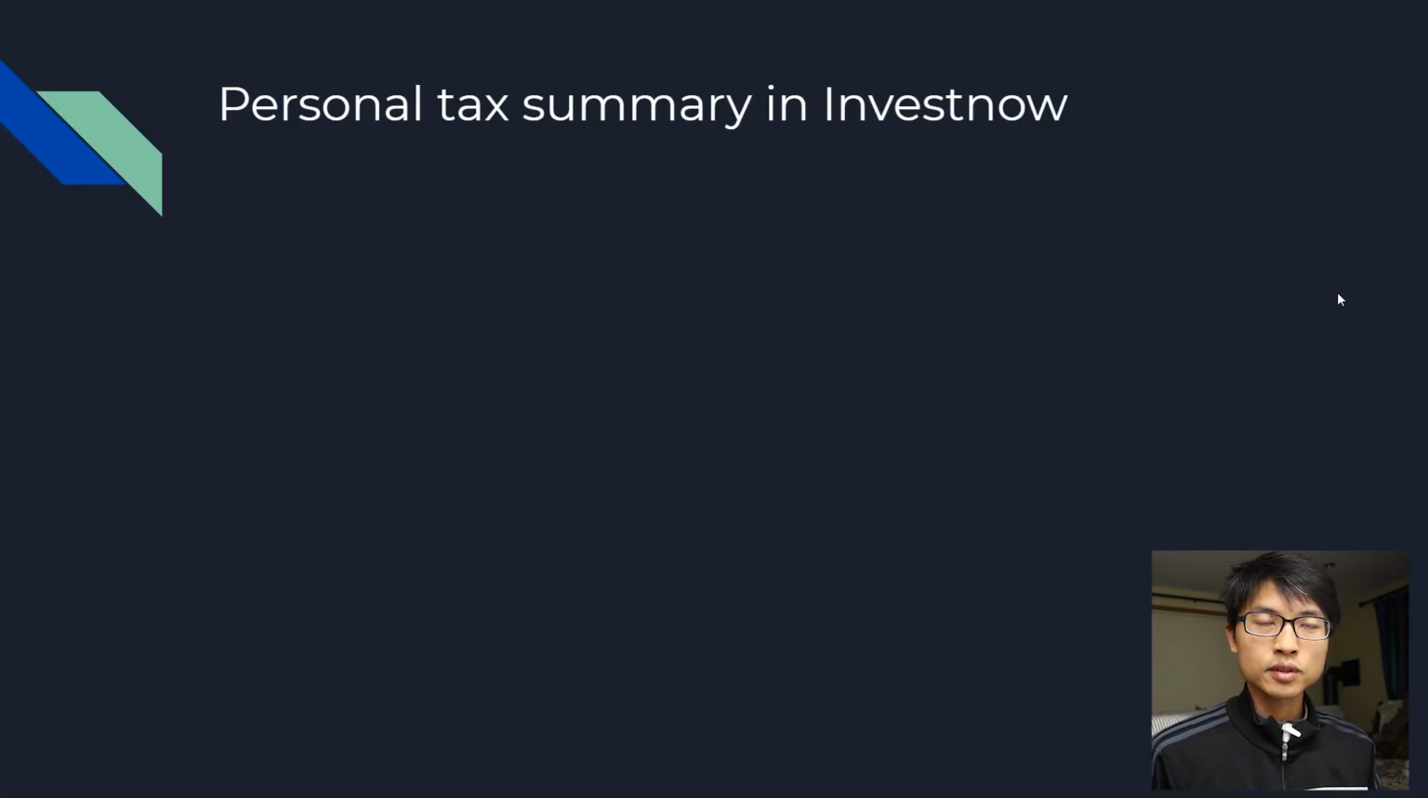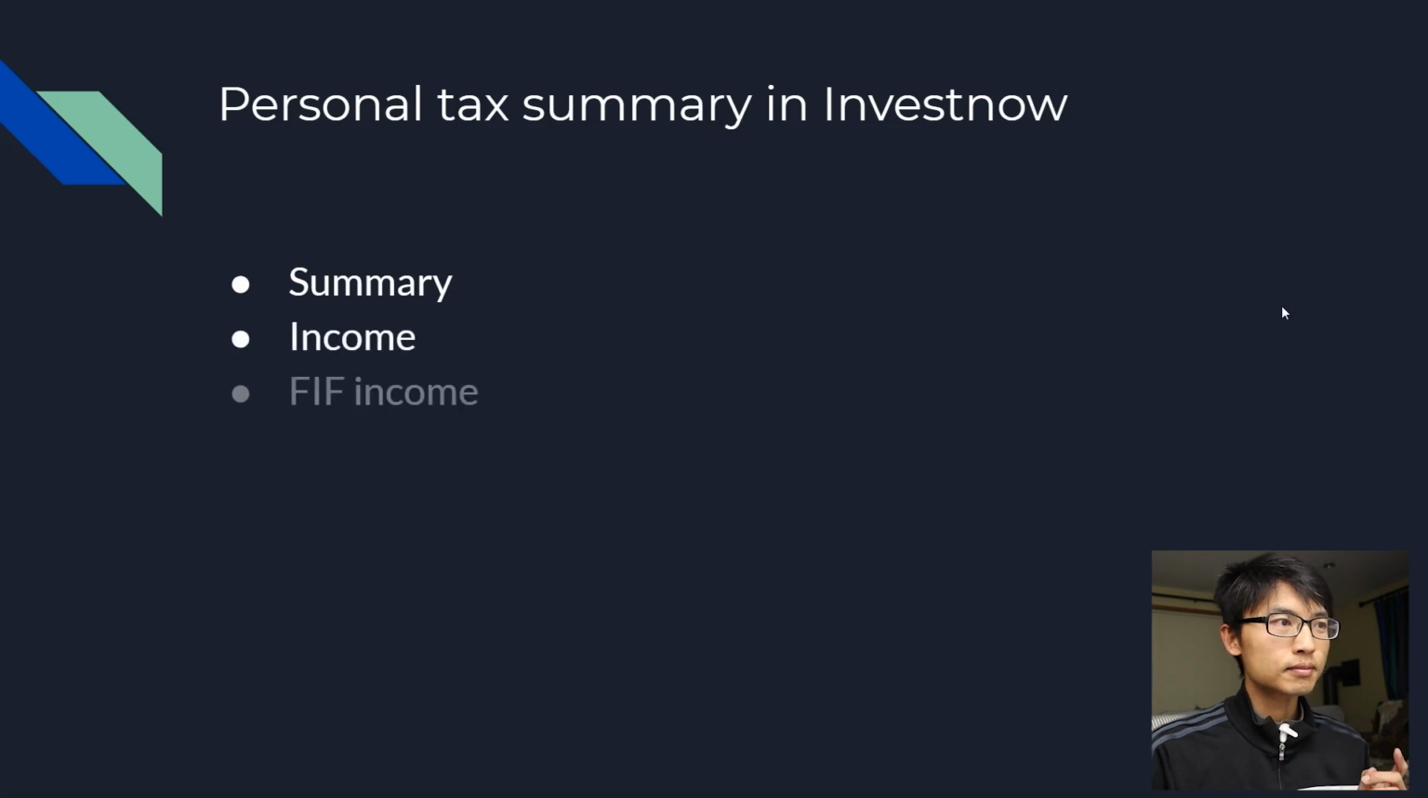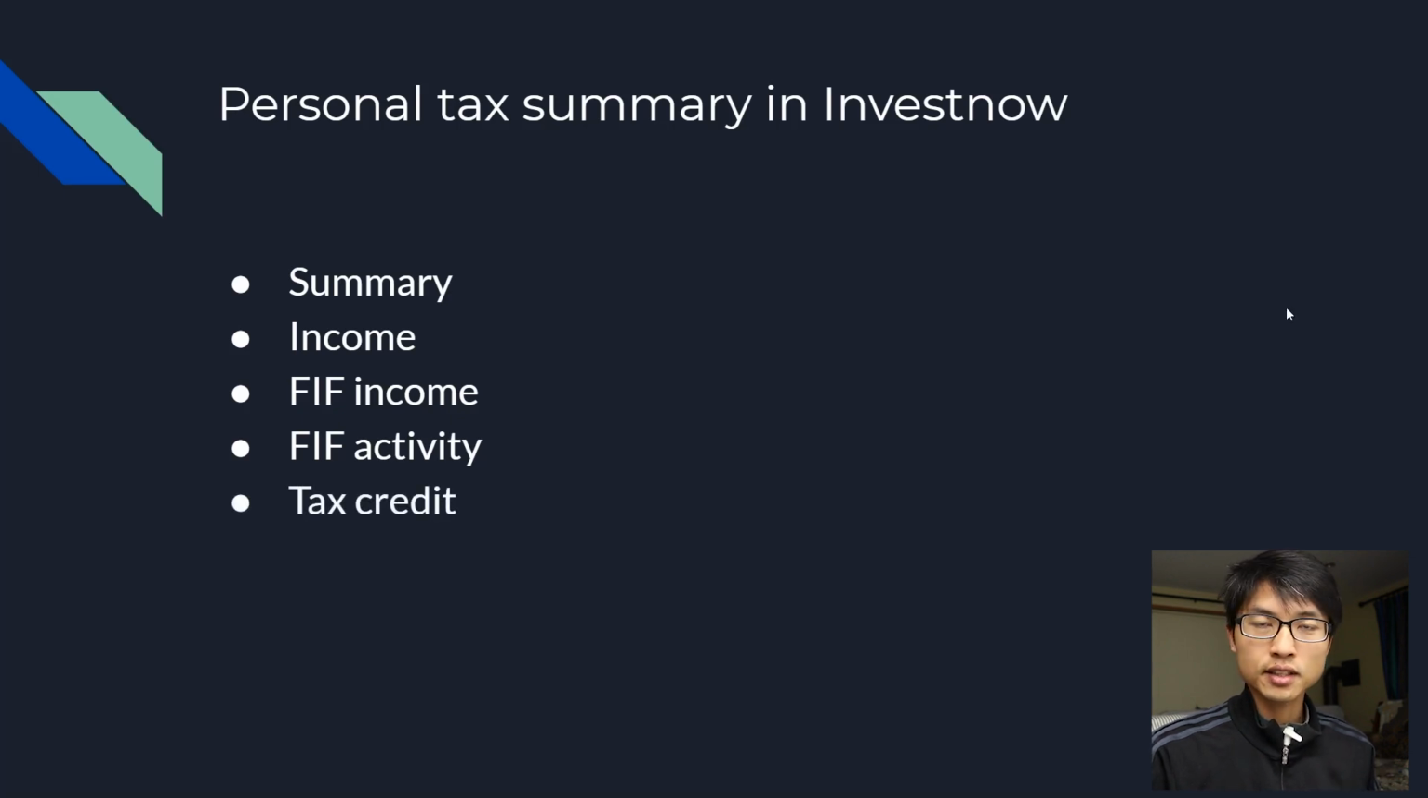In the personal tax summary that you have downloaded from the Investnow platform, you would have 5 tabs, which would include Summary, Income, Foreign Investment Fund Income, Foreign Investment Fund Activity, which includes your buying and selling history of your fund purchases, and Tax Credit.